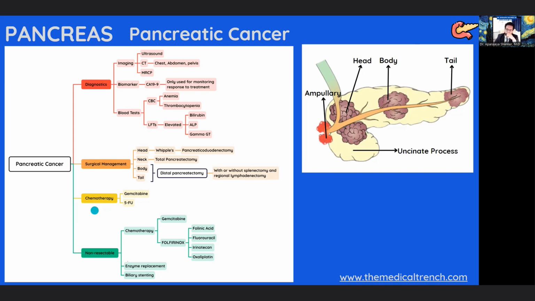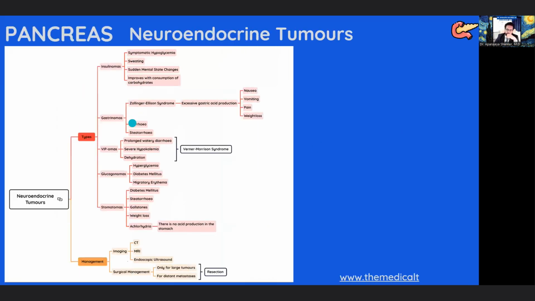Most common question here is what chemotherapy you can use. That is gemcitabine and 5-fluorouracil. That's it. Now, the same thing happens with neuroendocrine tumors, right? There are lots of them, right? But remember that they are based on the type of cells that they are found in.